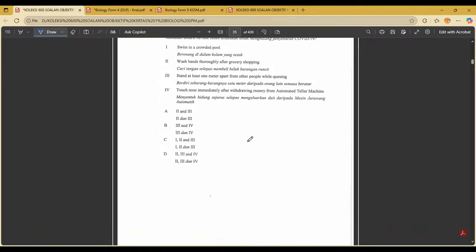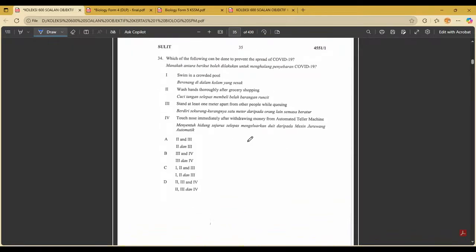Each of the following can be done to prevent the spread of COVID. Not swimming in a crowded pool, just standing 1 meter apart. No, don't touch nose after using an ATM. If only the exam had only questions like these, it would be so easy.